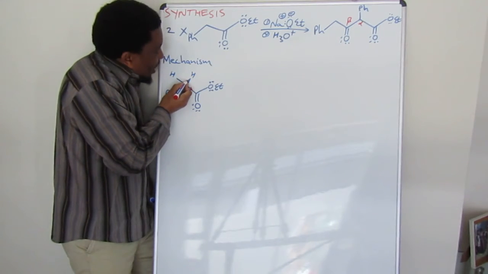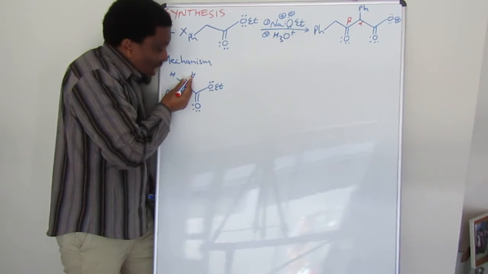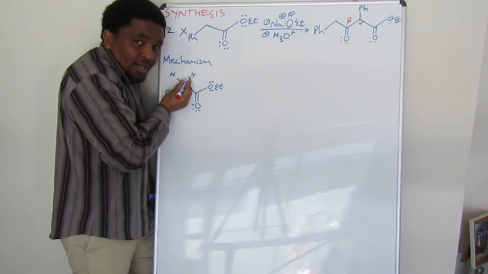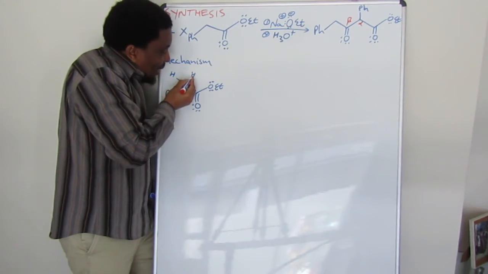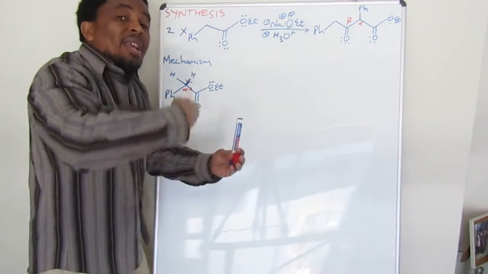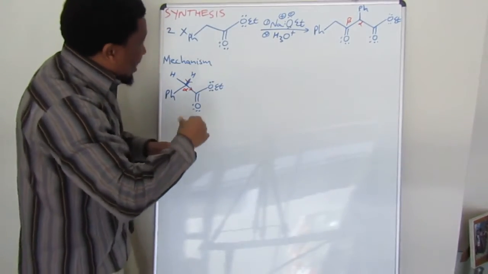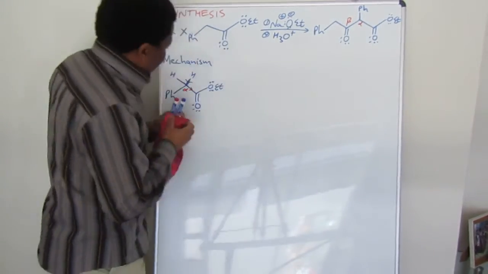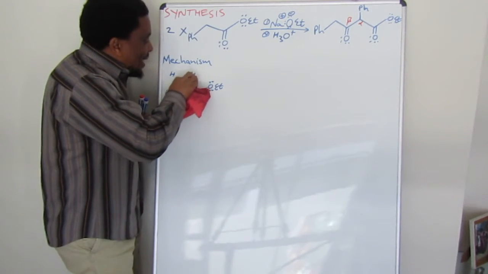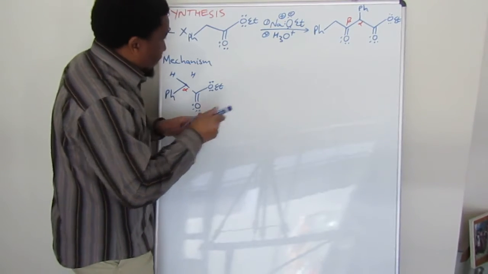And this carbon atom is the one that draws electrons away from this hydrogen, the alpha hydrogen atoms. Meaning that this hydrogen can easily fall off and be easily picked up by a base. Now, the base that we have here is our sodium ethoxide.